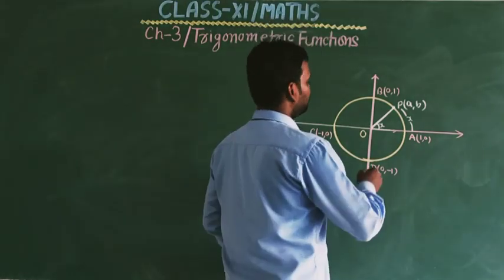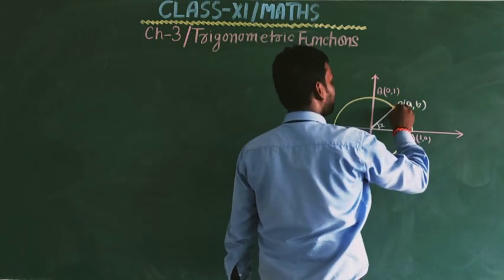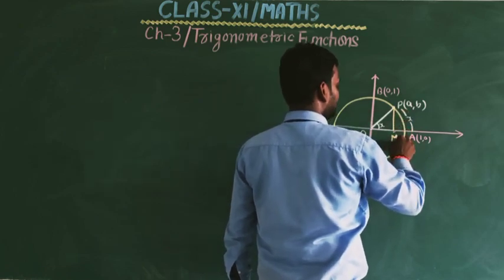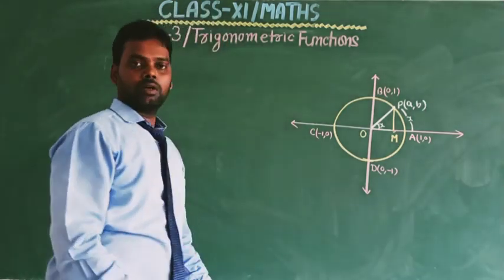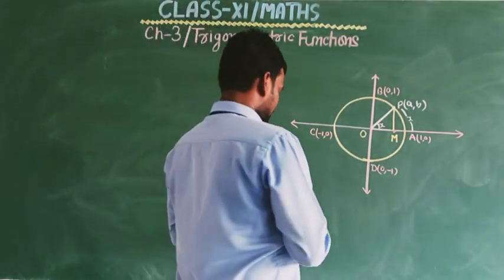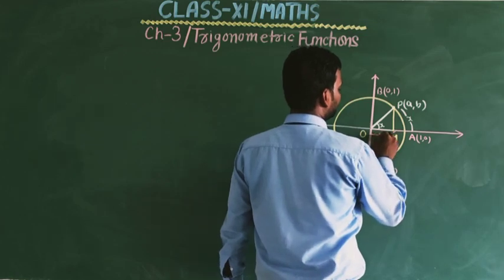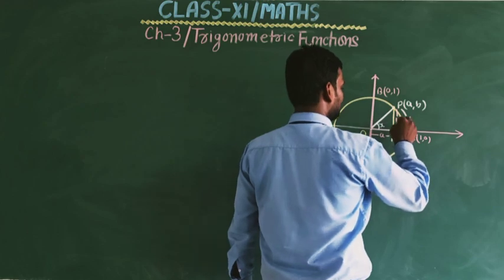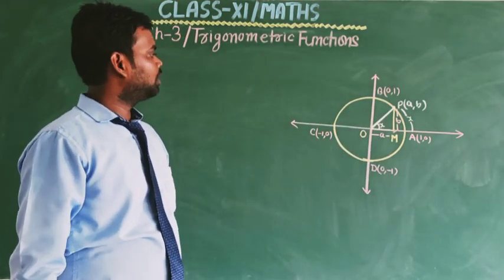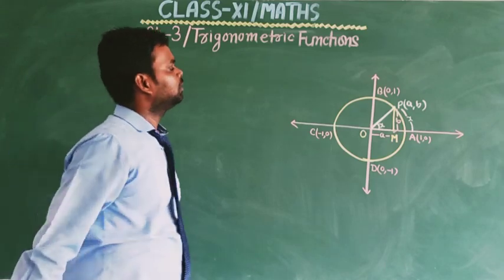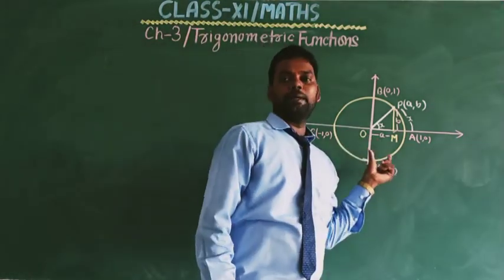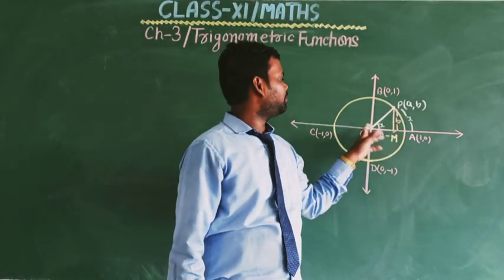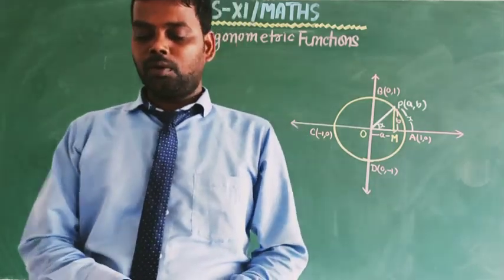Now draw a perpendicular from the point P to the x-axis, perpendicular PM on the x-axis. Then the distance OM is a and PM is b. Now define the trigonometric ratios in this right angle triangle PMO.